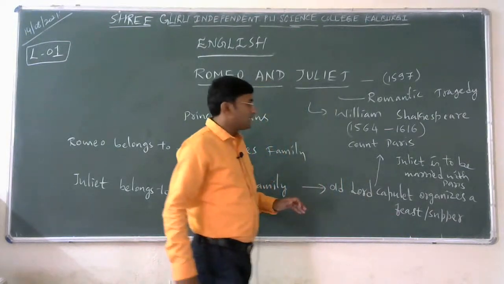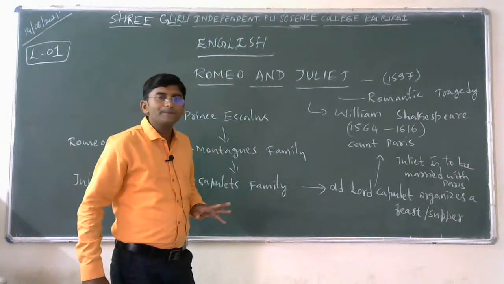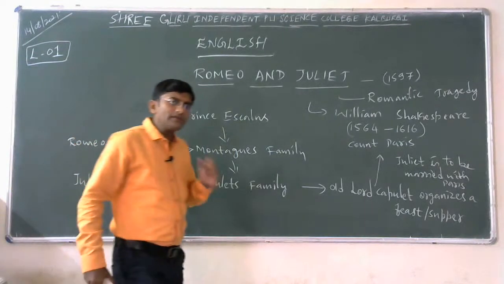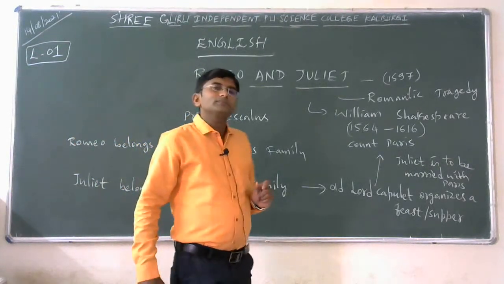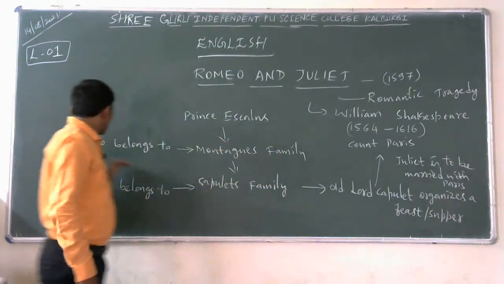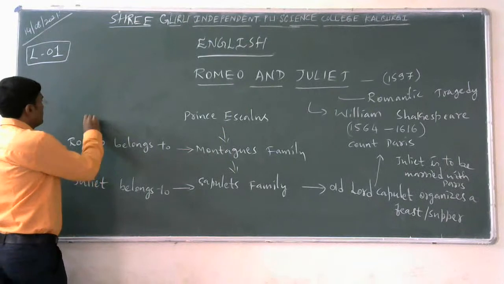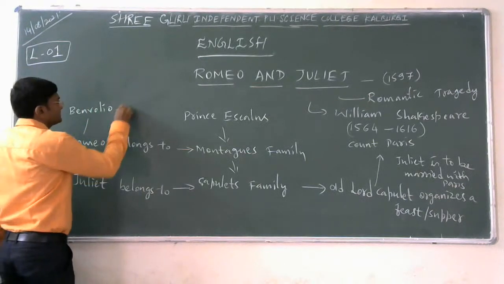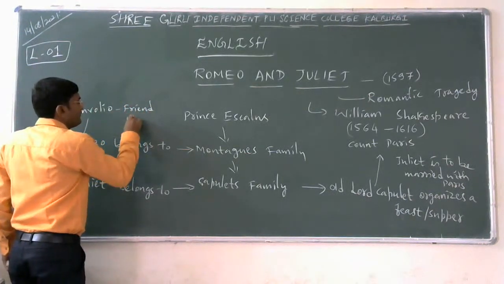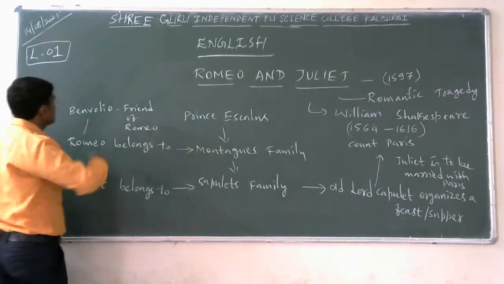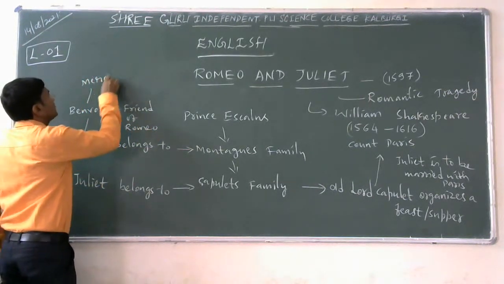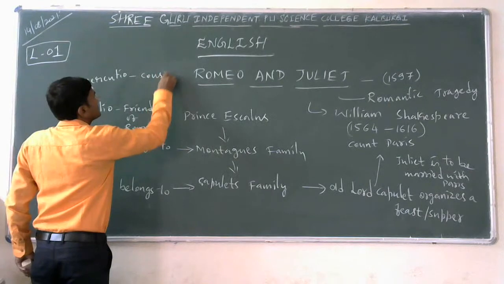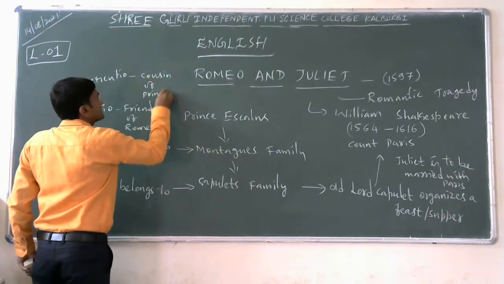My dear students, as he organized a supper, meanwhile Peter, an illiterate servant, and Romeo's friends appear. Benvolio is a friend of Romeo. And Mercutio. Who is this Mercutio? Cousin of Prince Escalus.